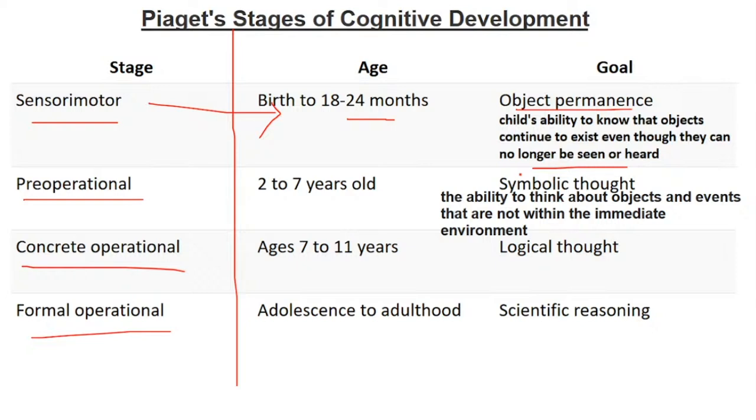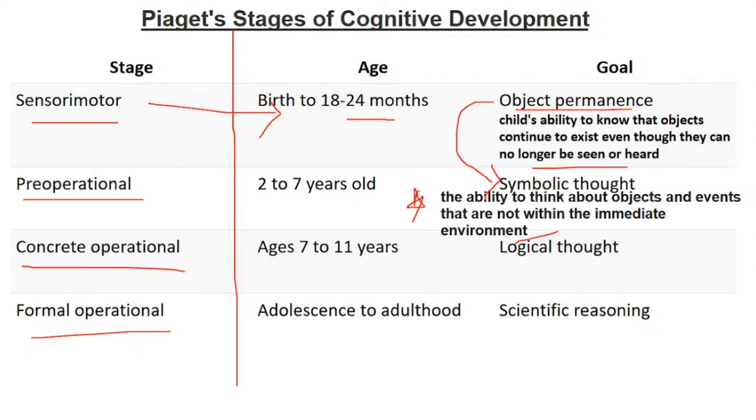When you go to the preoperational stage, that is from the age group of 2 to 7 years, there is symbolic thought. Now what is symbolic thought? That is the ability to think about objects and events that are not within the immediate environment. So this object permanence gives them symbolic thought. It can be signals, symbols, or language. These are examples of symbolic thought, where things are not within their immediate environment, but still the symbolic effect is left. Okay, that much the memory is sharp.